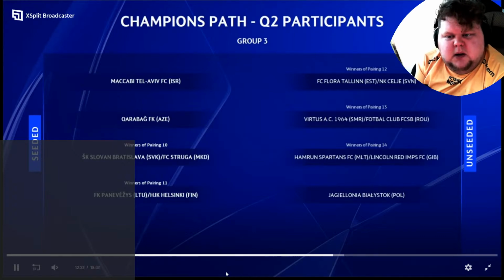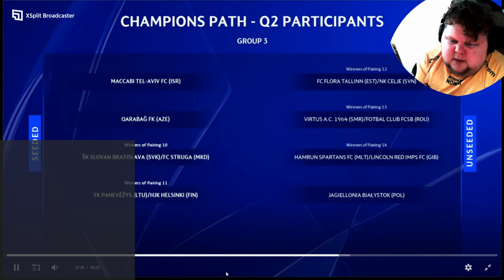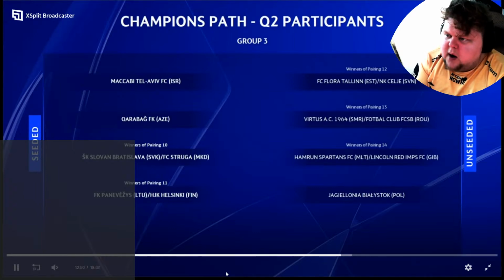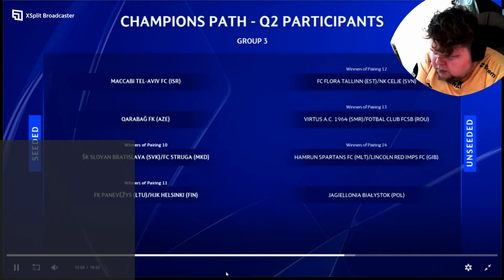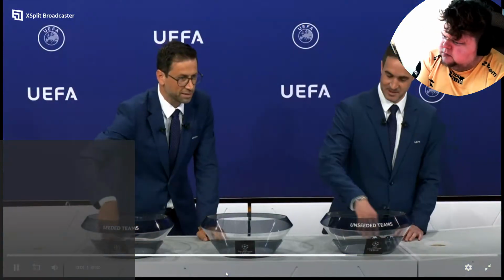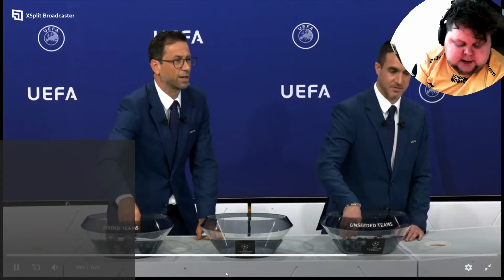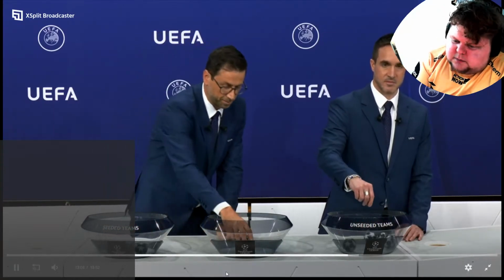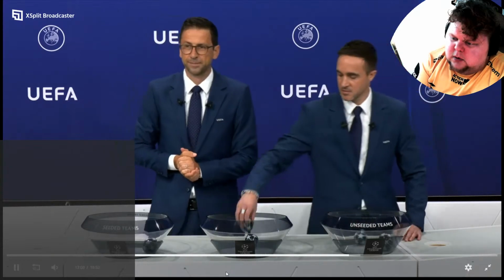And on the unseeded side of Group 3, we have the winners of pairing 12, either FC Flora Tallinn from Estonia or NK Celje from Slovenia. The winners of pairing 13, which will be either Virtus 1964 from San Marino or FCSB from Romania. The winners of pairing 14, Hamrun Spartans FC of Malta or Lincoln Red Imps FC from Gibraltar. And finally, Jagiellonia Białystok from Poland to complete the unseeded teams. Perfect. So let's finish the second qualifying round with this Group 3 and find out the first pairing.